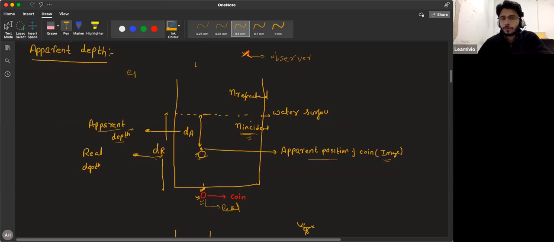So when you fill this beaker with water, you won't find the coin here. You will see the coin here. This will be the position of the coin, and we call this the apparent position of the coin. Now, the question: why does the coin which is placed at this point appear at this point? The answer is refraction.